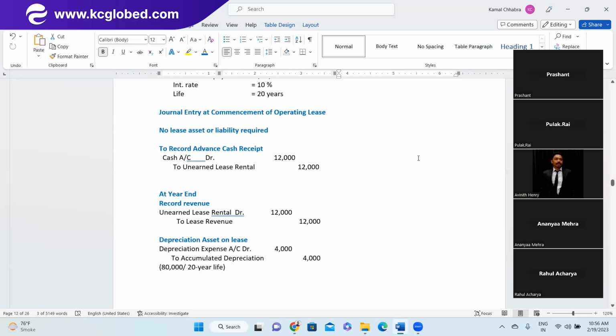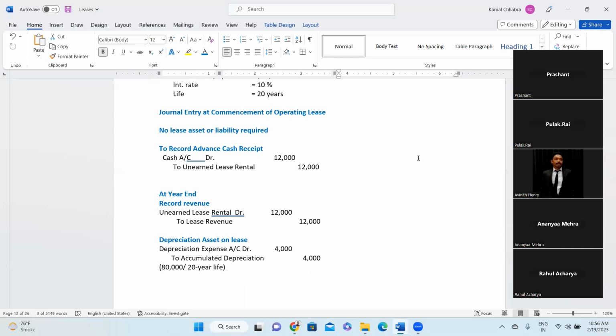So at the end of the year, this amount will be recognized as revenue and your unearned lease rental liability will reduce. So your $12,000 of unearned lease rental will be debited, which means your liability is reducing. And at the same time, you'll be recognizing the revenue, which is your lease revenue. Revenue is always credit, hence the lease revenue is credit of $12,000. Make sense?